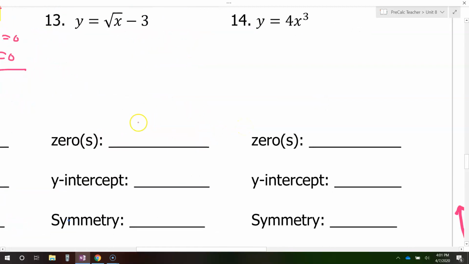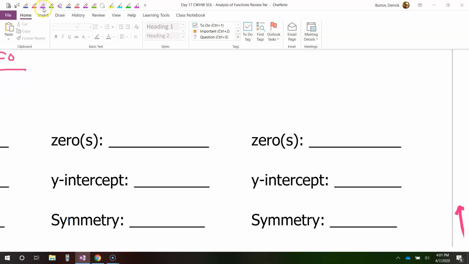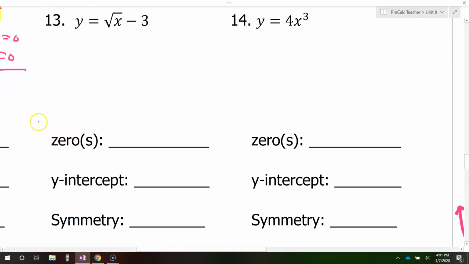All right, let's do problem number 13. The zeros, we will let y equal 0 and solve. In other words, we're going to set the whole thing equal to 0. That's how you find the zeros. Well, probably the easiest thing to do is add 3 to both sides. So I have the square root of x is equal to 3.